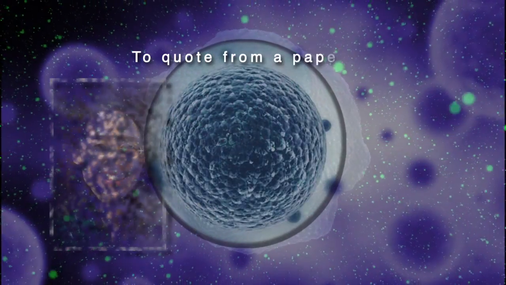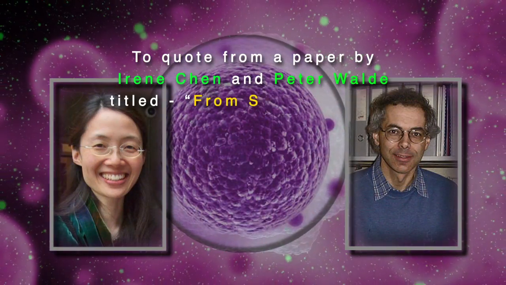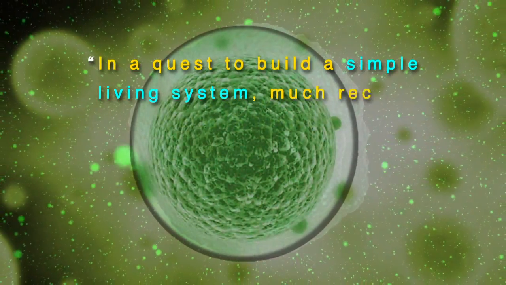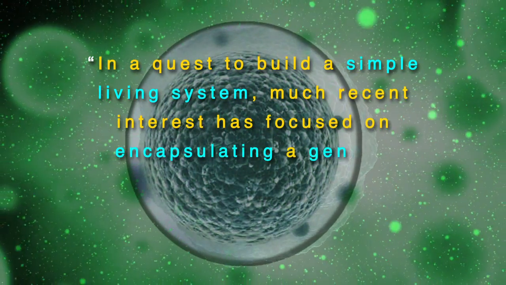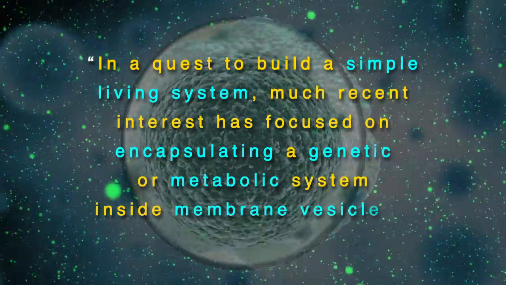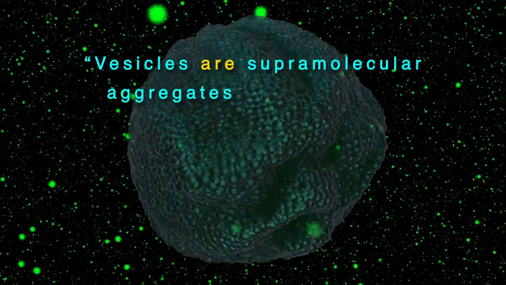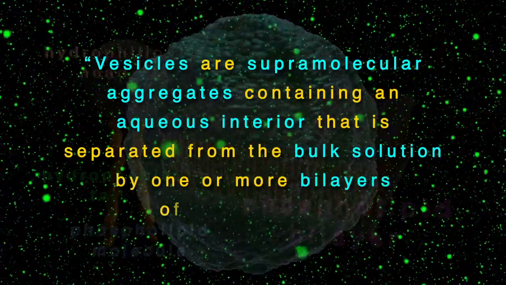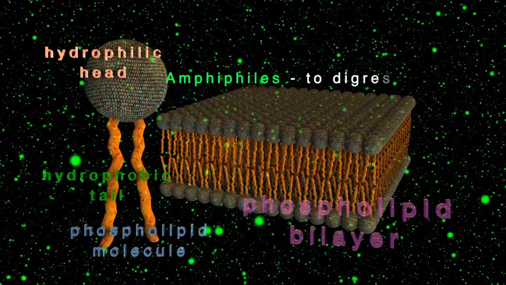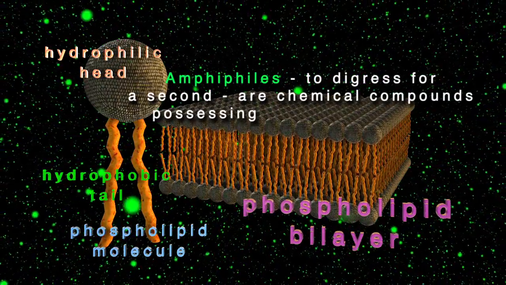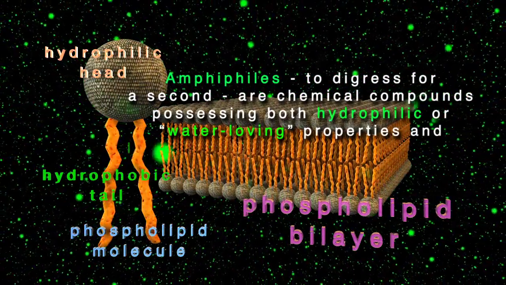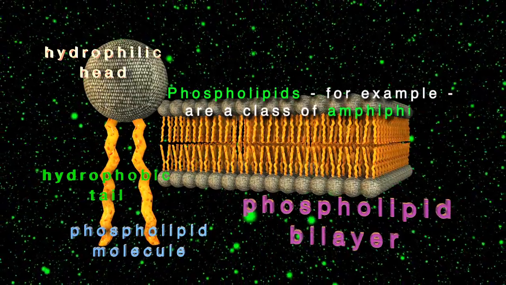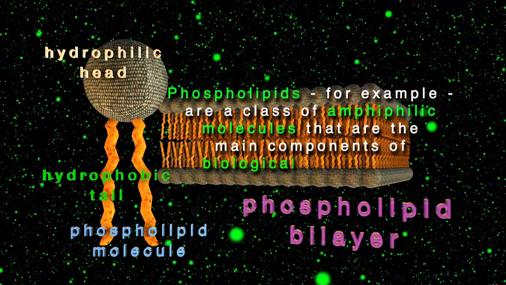To quote from a paper by Irene Chen and Peter Valda titled From Self-Assembled Vesicles to Protocells, in a quest to build a simple living system, much recent interest has focused on encapsulating a genetic or metabolic system inside membrane vesicles. Vesicles are supramolecular aggregates containing an aqueous interior that is separated from the bulk solution by one or more bilayers of amphiphiles. Amphiphiles, to digress for a second, are chemical compounds possessing both hydrophilic or water-loving properties and lipophilic or fat-loving properties. Phospholipids, for example, are a class of amphiphilic molecules that are the main components of biological membranes.